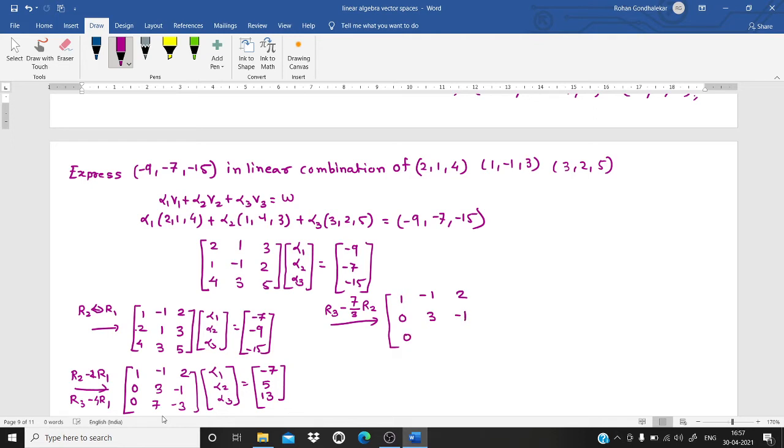Now what happens with this? See, the entry is 7. I am subtracting 7 by 3 into the corresponding entry here, the 3 itself. So 3 upon 3 gets cancelled. 7 minus 7 gives me 0. The next is a minus 3. So minus 3 minus 7 by 3 into the corresponding entry, minus 1. So minus minus becomes plus. 3 3s are 9. So this gives me minus 9 plus 7 upon 3, which gives me minus 2 by 3.